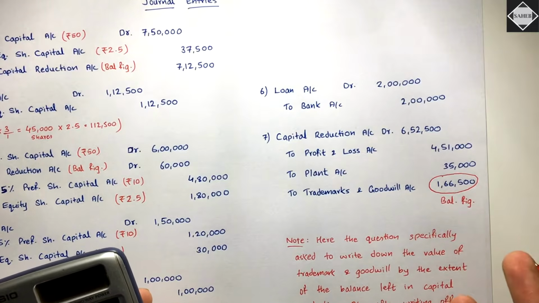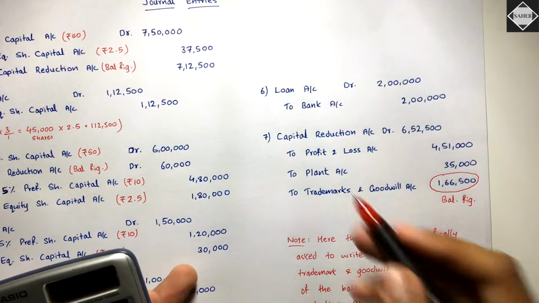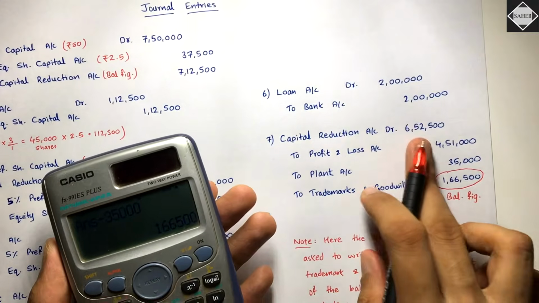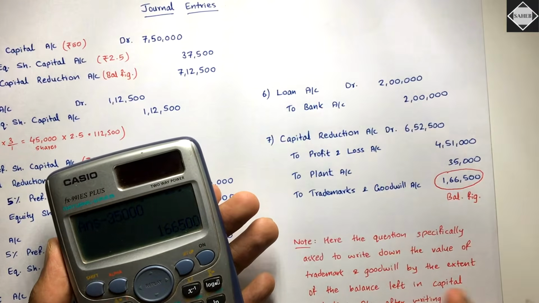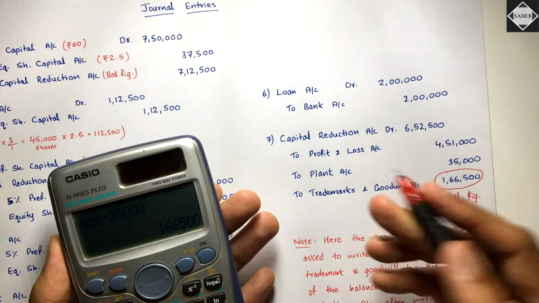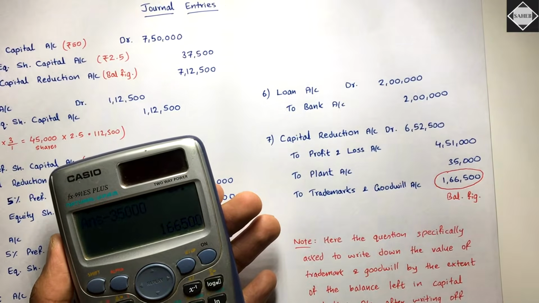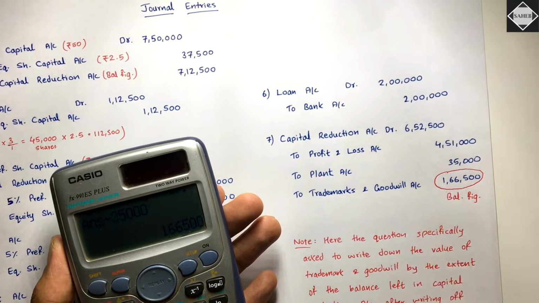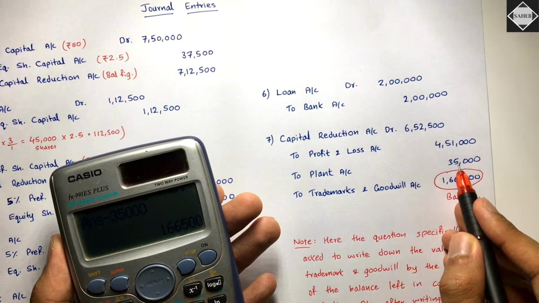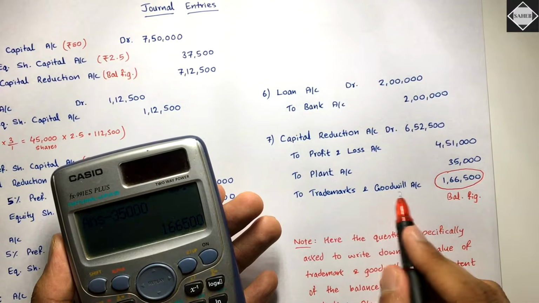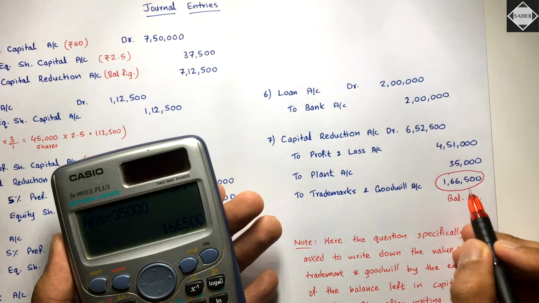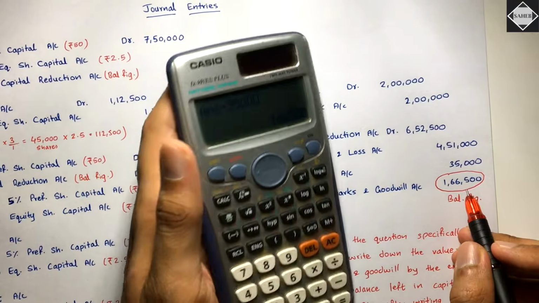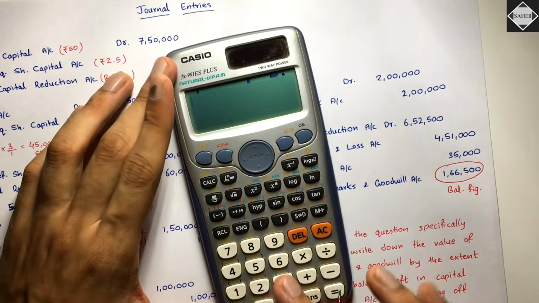You all know the journal entry now. Yes, capital reduction, credit balance was there of how much? 6,52,500. So here we are debiting it and completely closing the capital reduction, and then profit and loss has a debit balance because it's a loss, so we are crediting it and cancelling it off. And then plant, we are decreasing the plant by 35,000, so we have to credit that, right? And trademarks and goodwill is also an asset, so to write it down you have to credit it by how much? 1,66,500. Okay, see here, let me just show you the calculation once again.